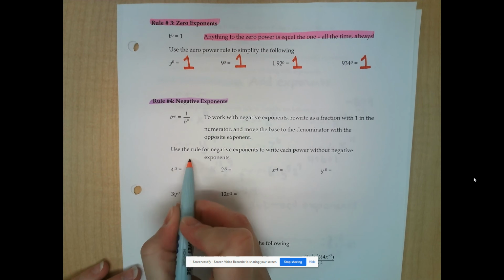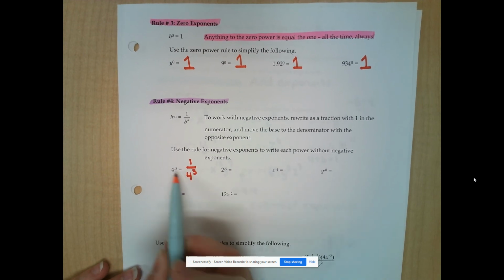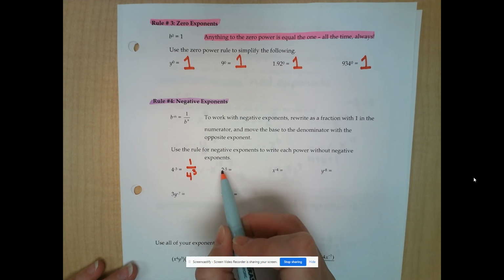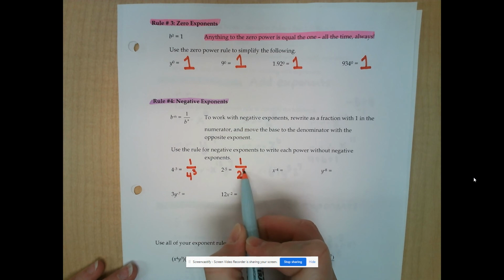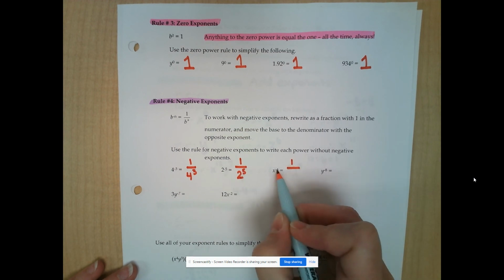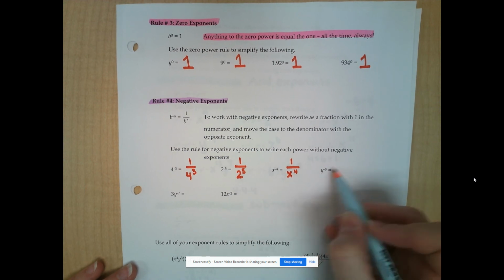4 to the negative 3rd is 1 over 4 to the positive 3rd. By dropping it into the denominator, the exponent became its opposite. 2 to the negative 5th is 1 over 2 to the positive 5th. X to the negative 4 is 1 over x to the positive 4 in the denominator. Y to the negative 8th becomes 1 over y, and the negative 8 becomes its opposite, positive 8.